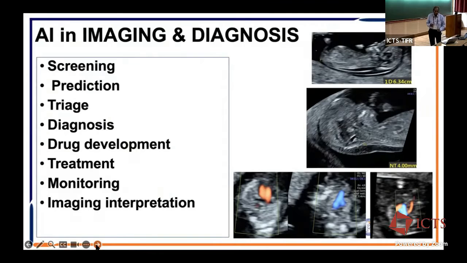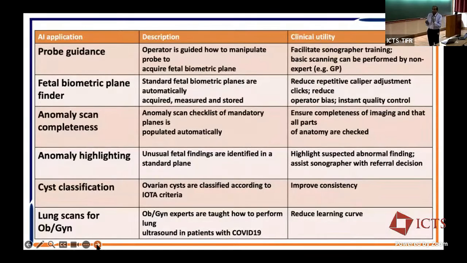So where do we use AI? Screening, prediction, triaging, diagnosis, and of course drug development. This is all in medicine: treatment, monitoring, and imaging interpretation. Now, in ultrasound, what can you do? You can give probe guidance. The operator can be told how to move the probe. So this was a challenge.